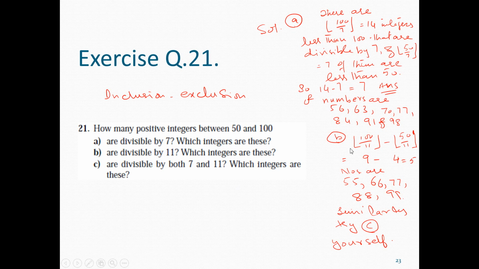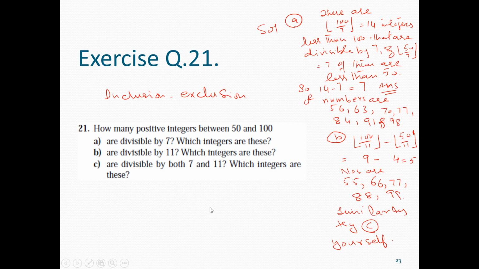So we have floor function 100 over 11. This is the number of integers less than 100 which are divisible by 11, minus the number of integers less than 50 which are divisible by 11. So this is 9, this is 4, the answer is 5, and these numbers are 55, 66, 77, 88 and 99.